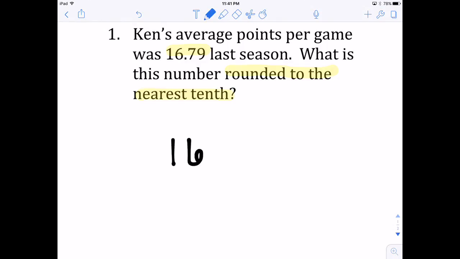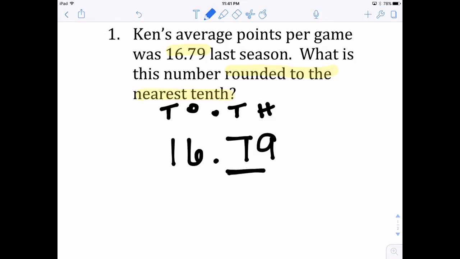Write our number down, 16 and 79 hundredths. We're rounding to the nearest tenth. Label our places just to help us keep everything straight. We should be rounding to this place right here.